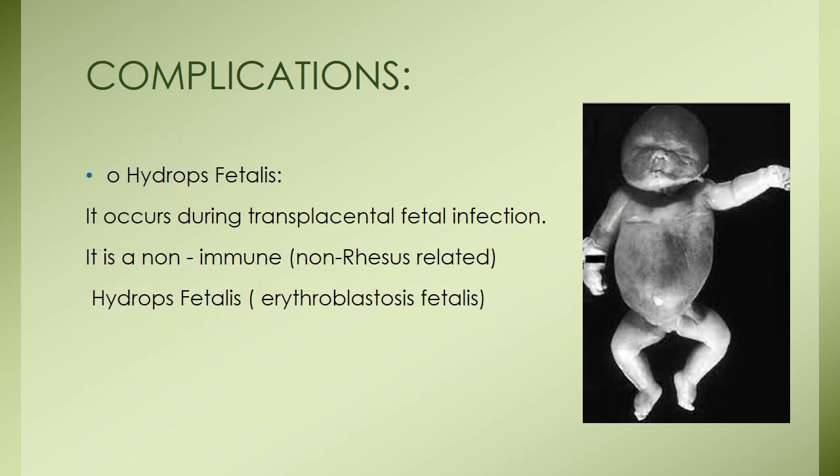Hydrops fetalis is the most common manifestation of fetal parvovirus B19 infection. What happens is that fetal erythroid progenitor cells are infected and the half-life of erythrocytes becomes short. This causes high output cardiac failure and therefore it causes non-immune and non-rhesus hydrops fetalis. The ultrasound will show ascites, subcutaneous edema, pleural effusion, pericardial effusion, scalp edema and polyhydramnios.